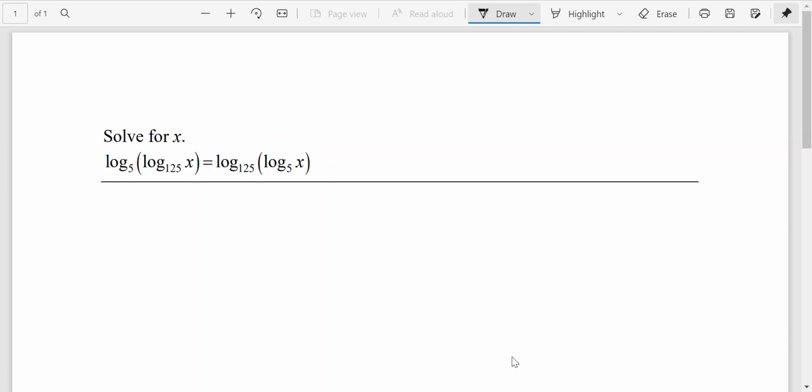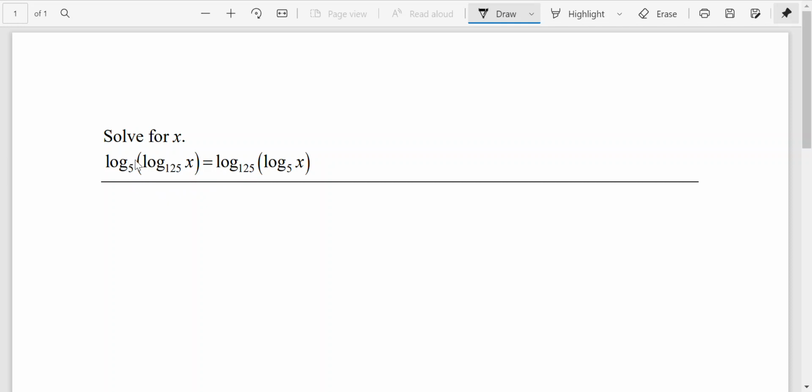So there are undoubtedly many ways to solve this equation. When I look at it, the first thing I notice is the logarithm on the left-hand side has a base 5, and the logarithm on the right-hand side has a base 125, which is a power of 5. It would be nice if we could adjust the bases so that they were equal. Well, we can do that.